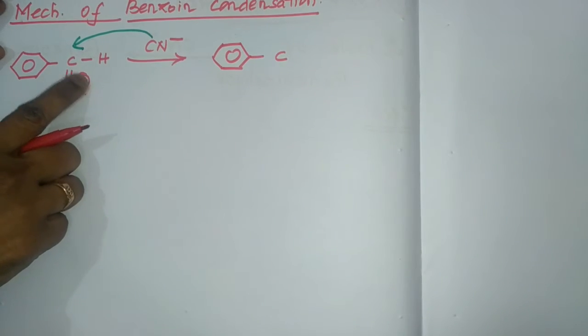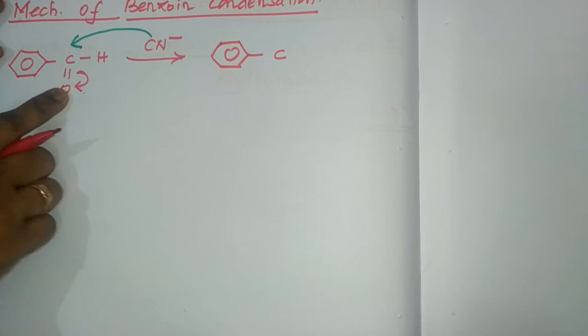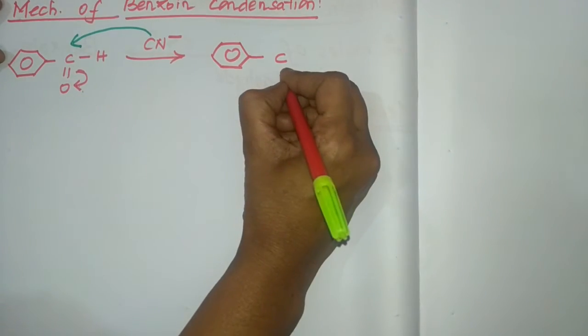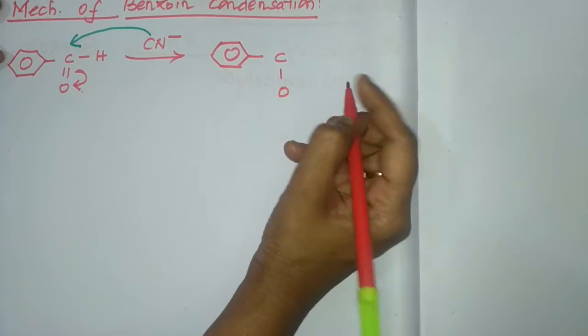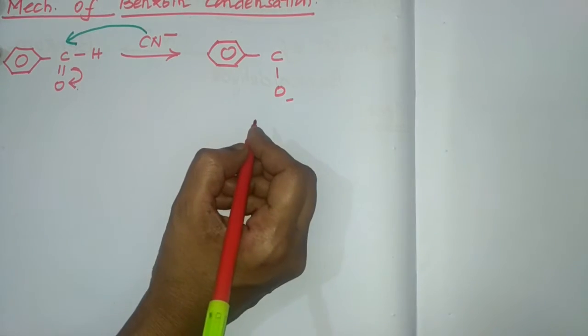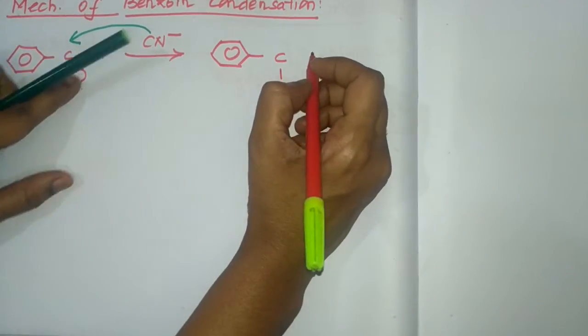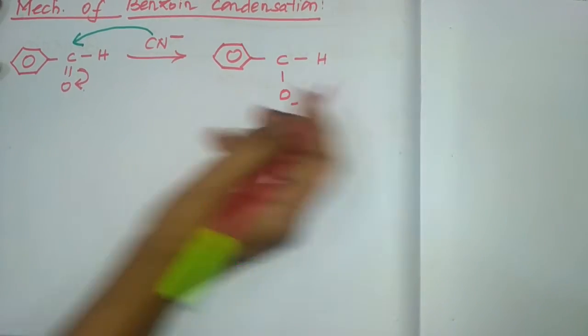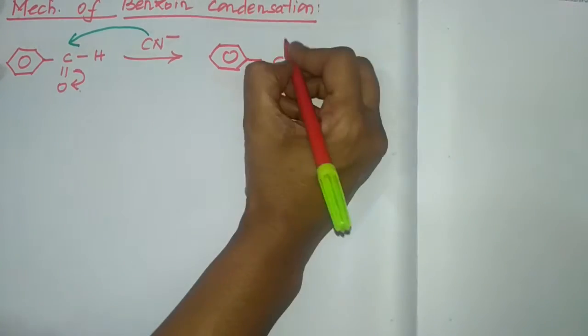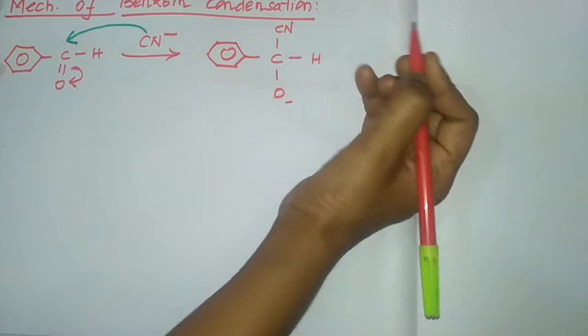If it attacks this carbonyl group, the product which is formed is: see, here the bond, it will form electrons here. In this it will be single bond O, and I am showing the electrons here. And the same H will be like that only. The CN will get added here. So I am writing CN here.